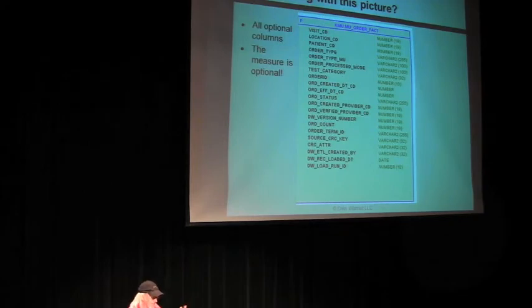Maybe? Yeah, I don't know. Thinking that's it. The metadata columns are optional. Down here at the bottom, I'm guessing DW ETL created by. I think that's maybe an ETL metadata column. Data warehouse created this row. DW rec loaded date. Okay, DW load run ID. Okay, source CRC key, CRC adder. Those are all metadata columns. They're all optional.